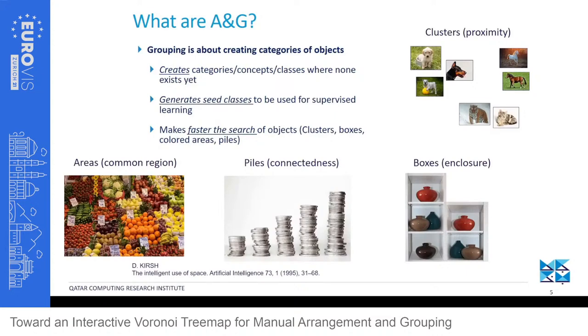Grouping is about creating categories of objects. It creates categories, concepts, classes where none exists yet. It generates seed classes to be used for supervised learning, and it makes faster the search of objects: clusters, box, colored area, piles.